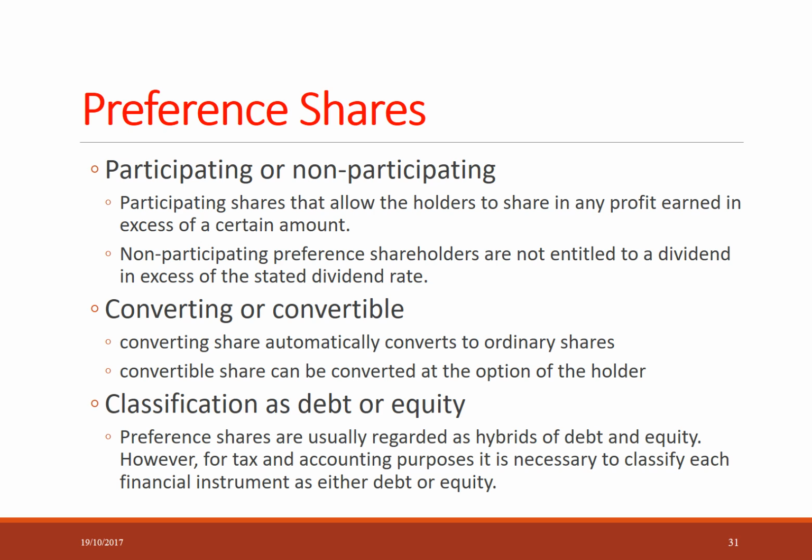Redeemable shares are quite similar to debt, where they have a fixed maturity. We also have other features of preference shares, for example, participating or non-participating. So this is about whether the preference shareholders are entitled to additional profits beyond what's in the contract or not. Convertible or non-convertible: after a certain date, the preference shares could be converted to ordinary shares with full voting rights. In terms of the classification as debt or equity, it's a hybrid. It has the features of both debt and equity, but for tax purposes, sometimes it's necessary to classify them either as debt or equity.